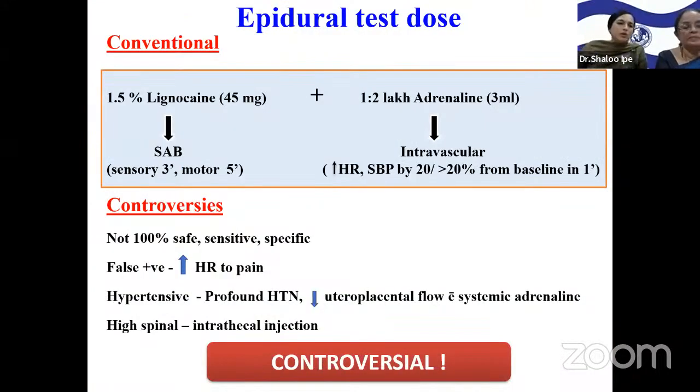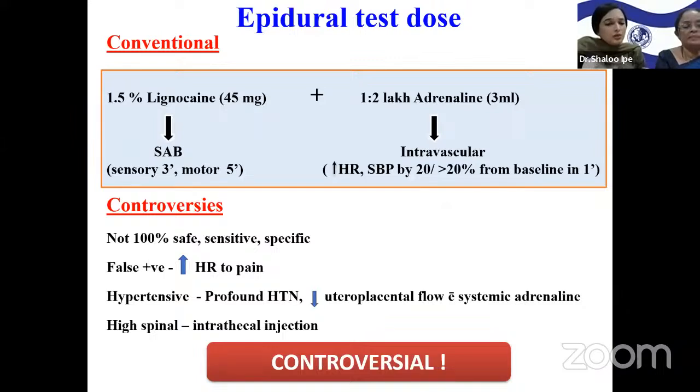Let's talk about the epidural test dose. With the conventional test dose, 3 ml of 1.5% lignocaine with 1 in 200,000 adrenaline was given to the patient. If the catheter was accidentally placed intravascularly, this would increase the heart rate and SBP by more than 20% from the baseline within 1 minute. And if the catheter was placed intrathecally, this would cause an onset of sensory block within 3 minutes or motor block within 5 minutes.